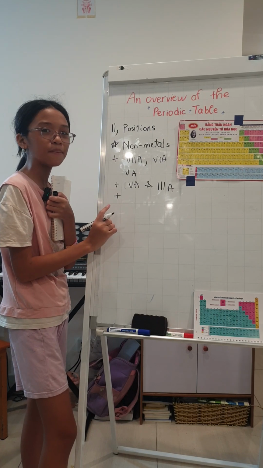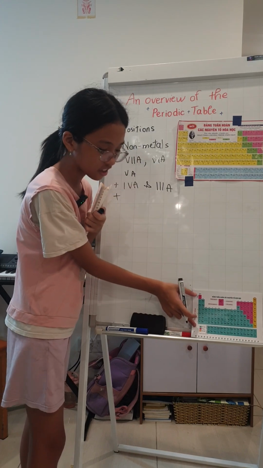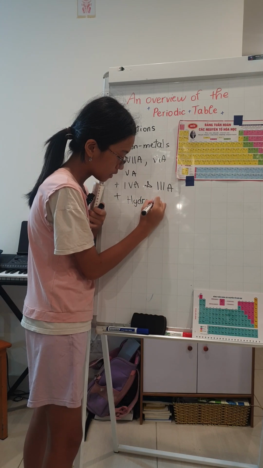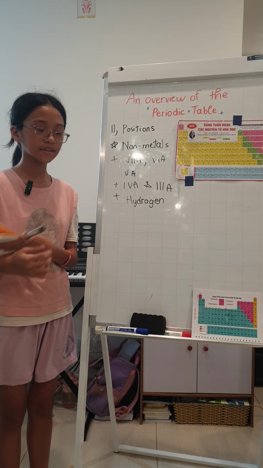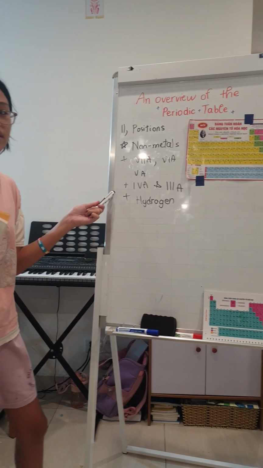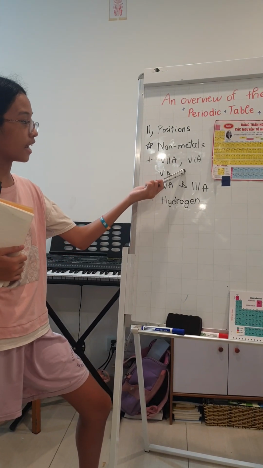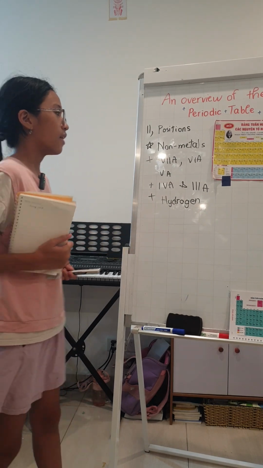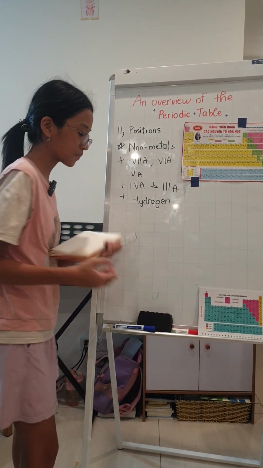And there is one more nonmetal, hydrogen. It stands out perfectly in group 1A. So for nonmetals, remember that there are less than 20 nonmetals. They include elements in group 7A, 6A, 5A, 4A, and 3A, besides hydrogen in 1A. And under normal conditions, they exist in solid, liquid, and gas.